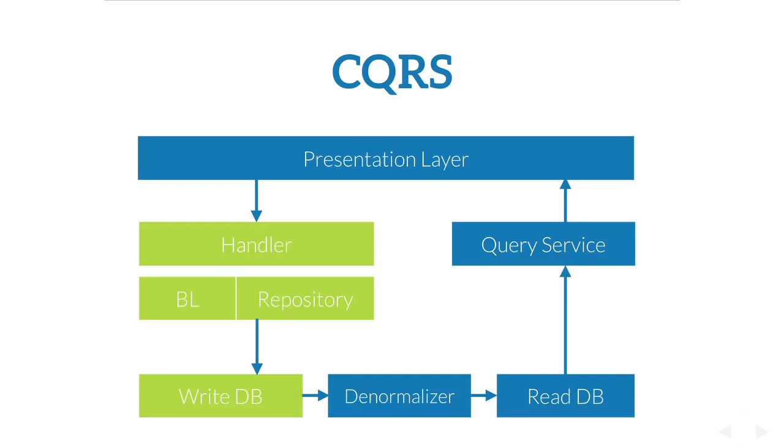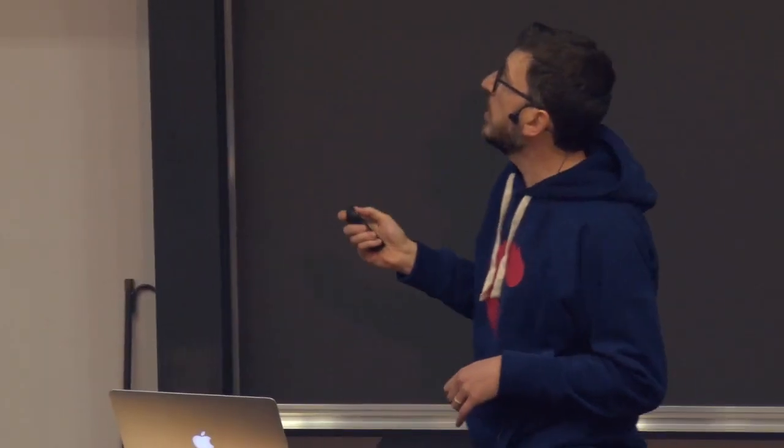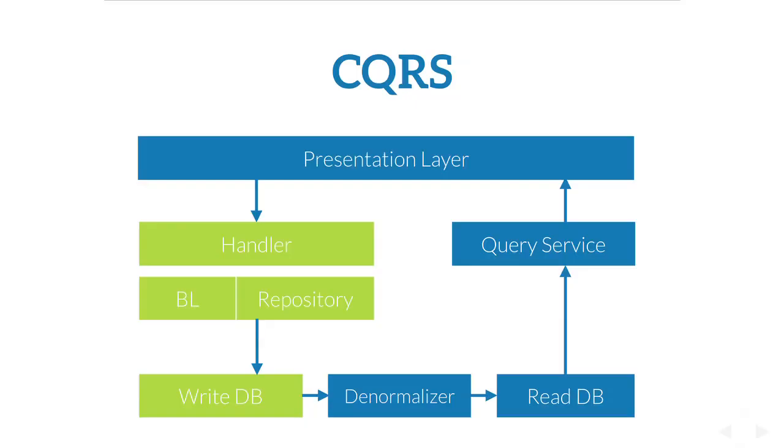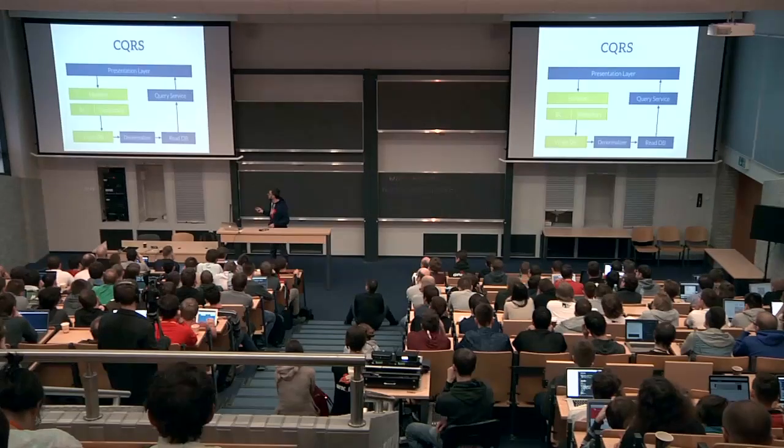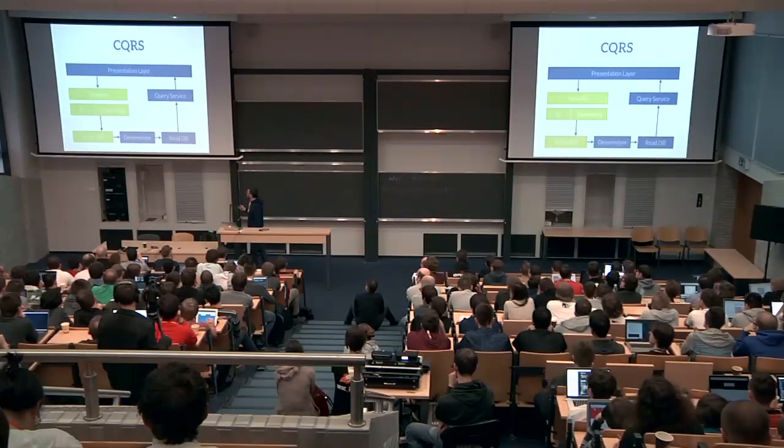The write database is then denormalized into a read database by the denormalizer layer. The denormalizer prepares the data just to be read as quickly as possible. And we have here a query service, a very thin service, just to query data from the database. In the optimal case, here we have one table per view. I mean, every view in our web application is a table here.